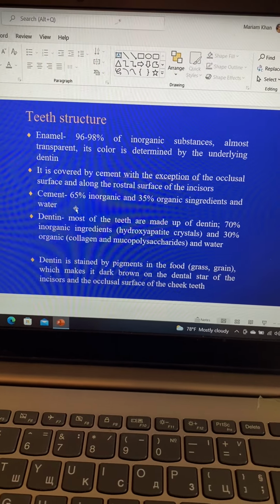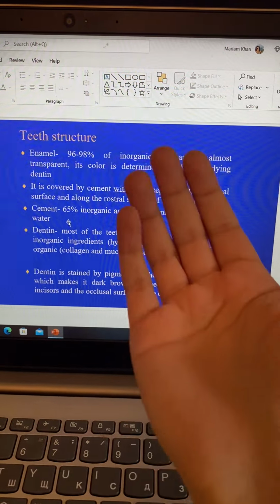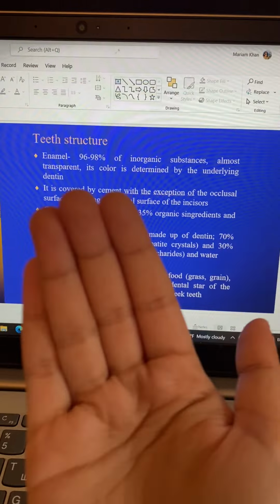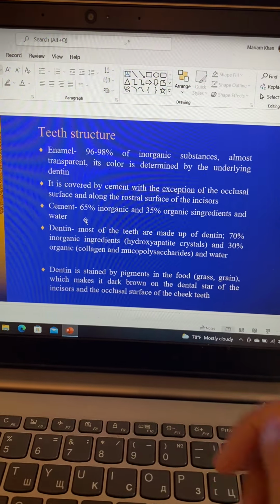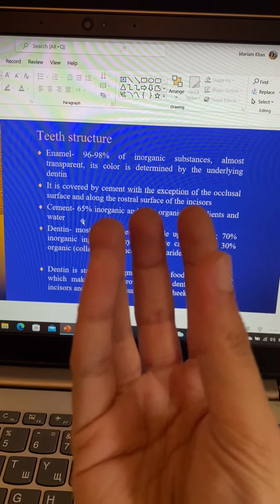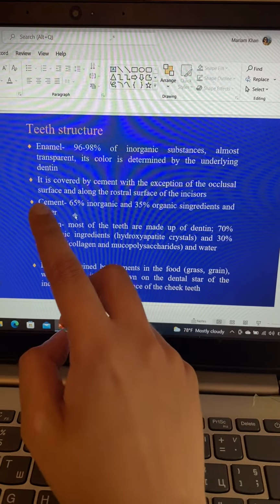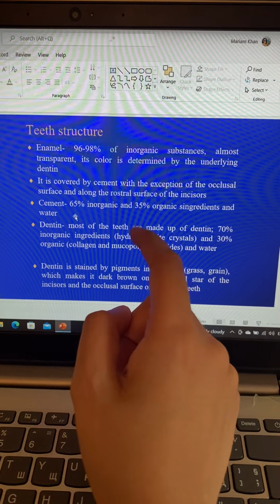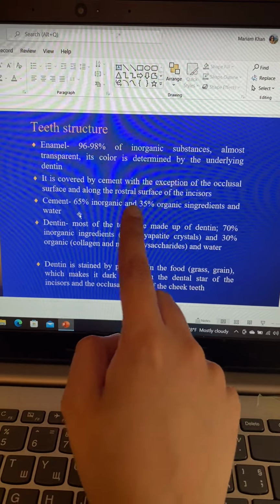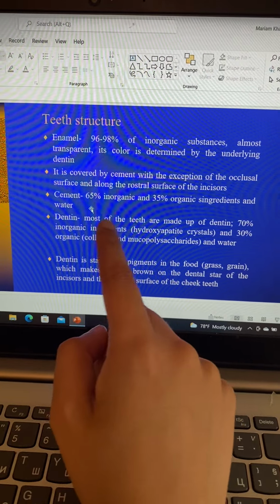So the enamel, basically, it's the white layer on the outside of the teeth, and it's almost transparent in color, and it's determined by the underlying dentin, which is sort of the yellow layer underneath the enamel. So if you talk about layers, you have the pulp, then you have the dentin, which is yellow, then you have the enamel, which is white, and it's covered by cement with the exception of the occlusal surface along the rostral surface of the incisors. Cement is a mix of organic and inorganic ingredients. I don't know if these percentages are important.